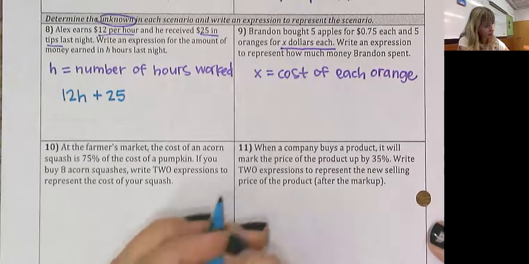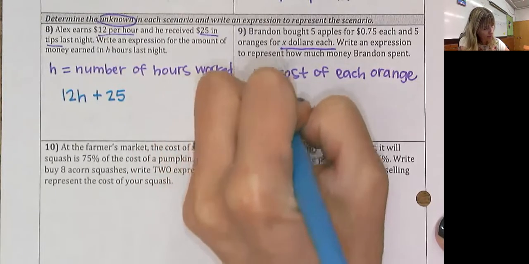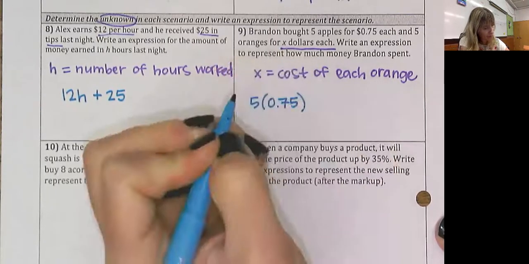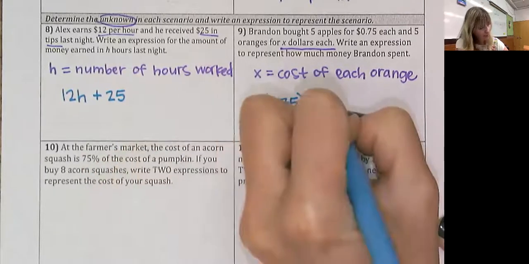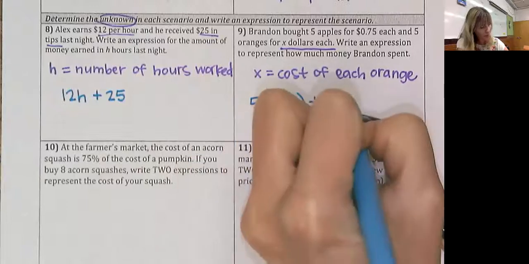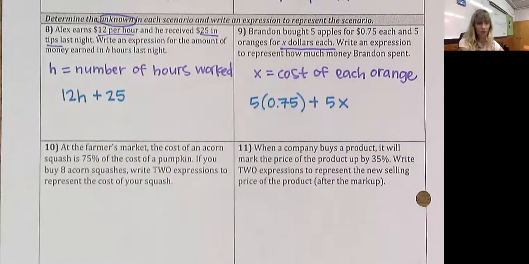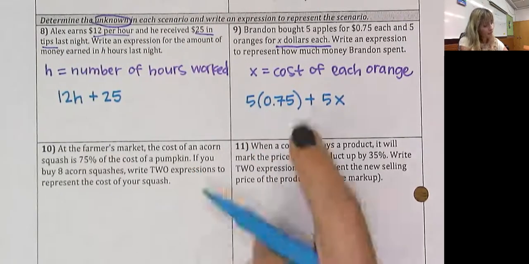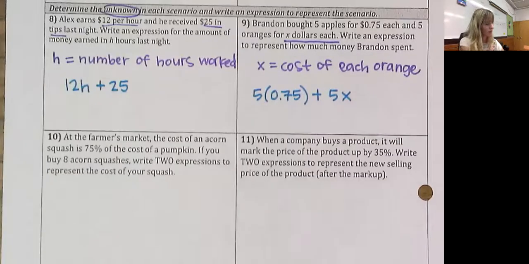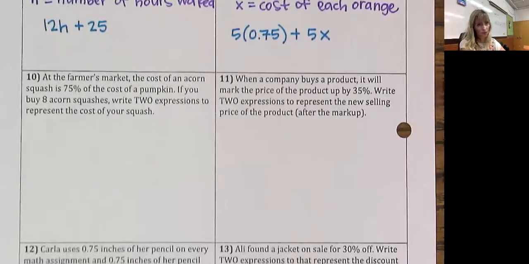If you were calculating this in real life, you'd say 5 apples times 75 cents each, and you would add to it, because it's a total, plus 5 oranges times whatever they cost each. There we go. There's an expression. I could multiply those if I wanted to, because they're both numbers, but this expression represents the total cost of the fruit that Brandon bought. Stick with me here. We're going to practice this a lot, so keep going.